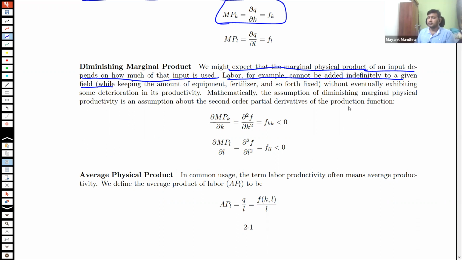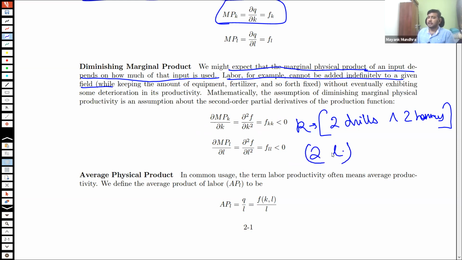So let's say you are running a carpentry workshop and you have, let's say, two drills and two hammers. That is all you have. Okay, so let's say this is your capital K. And suppose initially you have two units of labor. So each worker has his own drill, his own hammer, so he can work perfectly efficiently. Suppose you take that to four labor. Now there's going to be some amount of sharing. So people will probably take turns working with drills and hammers.